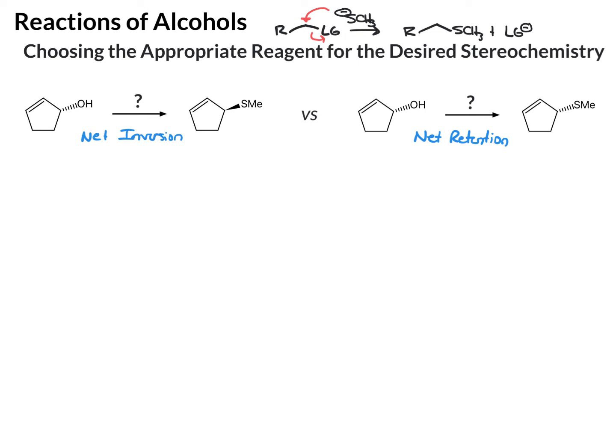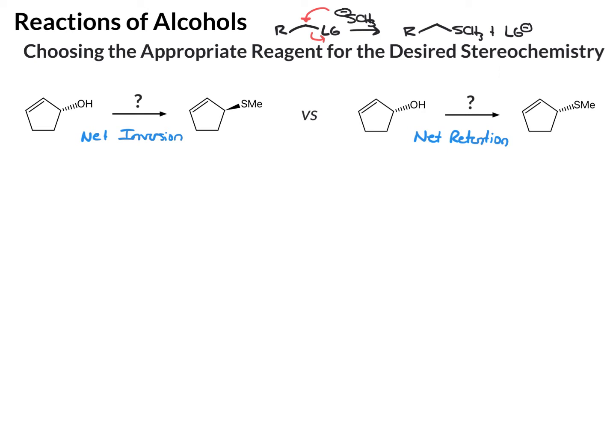For the net inversion, think about the SN2 step. So the SN2 step where we add the sulfur nucleophile, that's going to invert the stereochemistry. What that means is we don't want the stereochemistry inverted when we convert OH to a leaving group. We want the inversion to take place during the SN2 step. The tosylate is perfect for this.